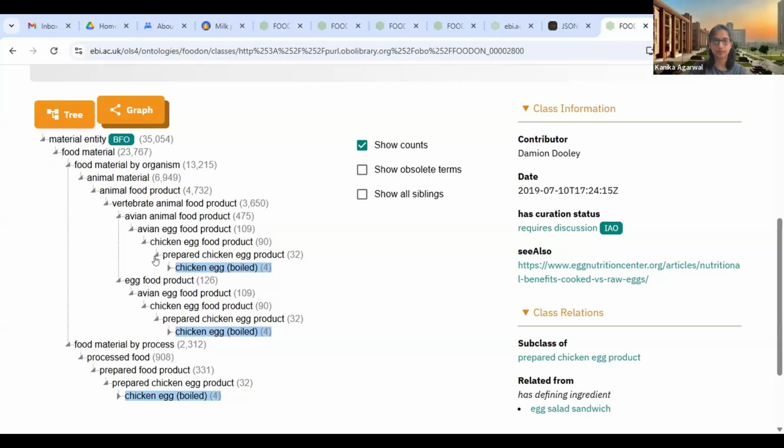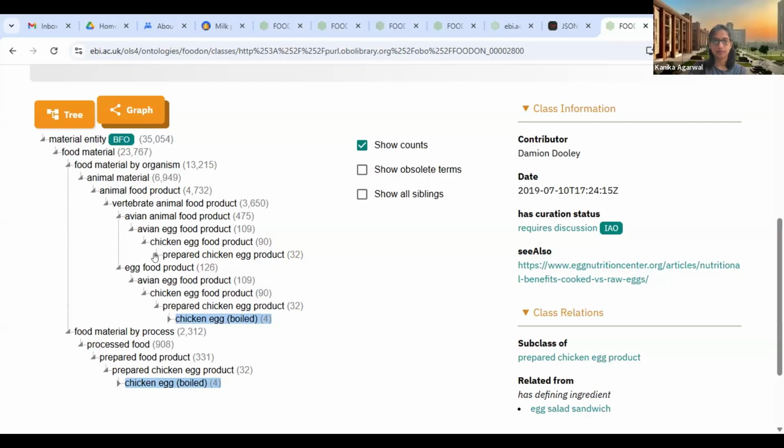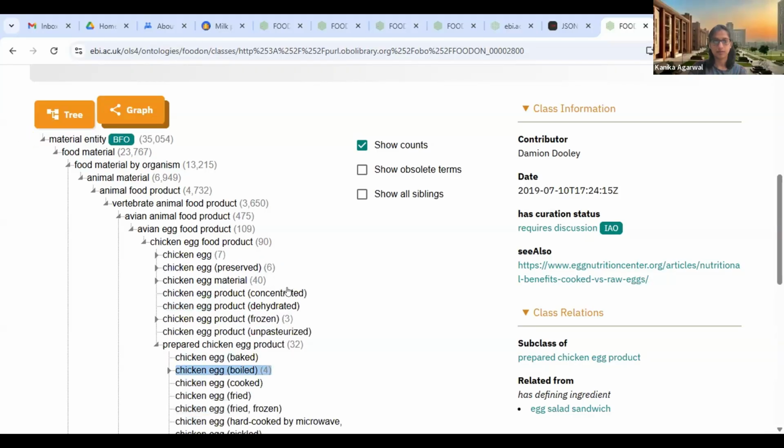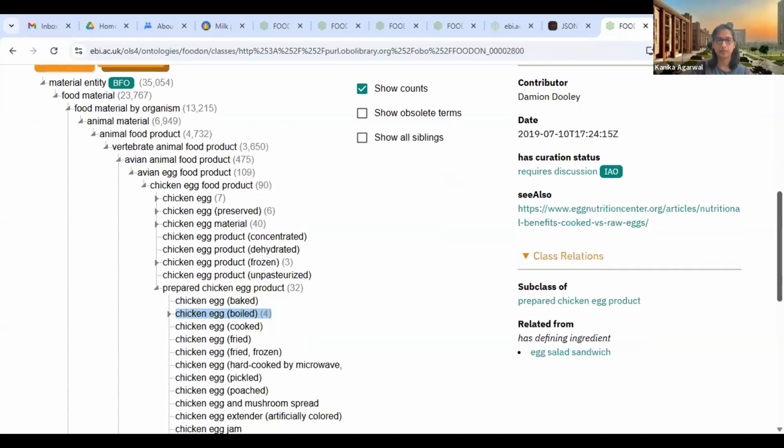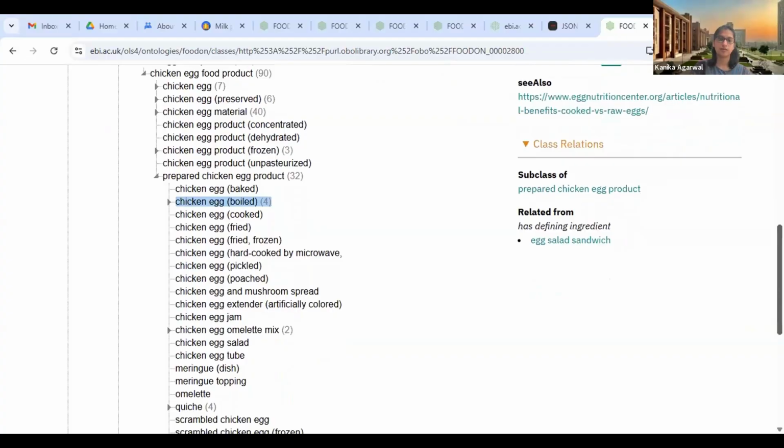So it's been processed. If you look at this ontology, there are different types of food products. It could be just chicken egg, it could be preserved, it could be a product that is concentrated or dehydrated or frozen or unpasteurized, right? And under this prepared chicken egg product, we have baked, boiled, cooked, stewed, frozen, and cooked by microwaves. Very specific food processes are given.